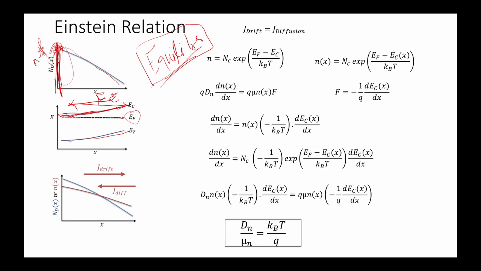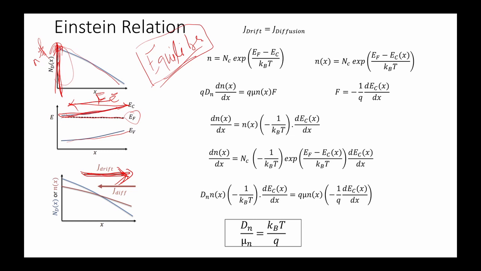If there is a drift of electrons in the negative x direction, there will be current in the positive x direction. This is the drift current. Drift current is in the positive x direction.